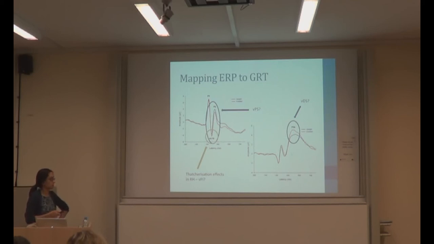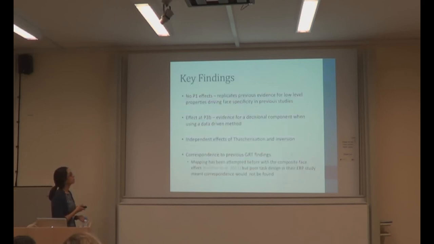And in terms of violations of PI that were found across upright and inverted conditions, well, we did have evidence in our ERP study suggesting that there was an effect of factorisation at N170 in the right hemisphere, so maybe we should be looking at the N170 for evidence for these correlations there.